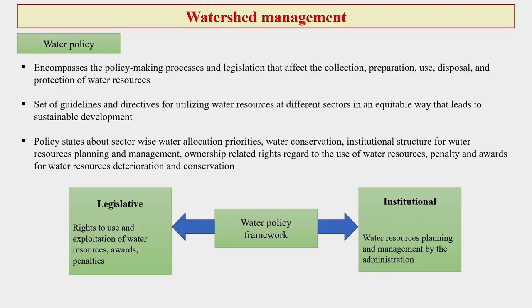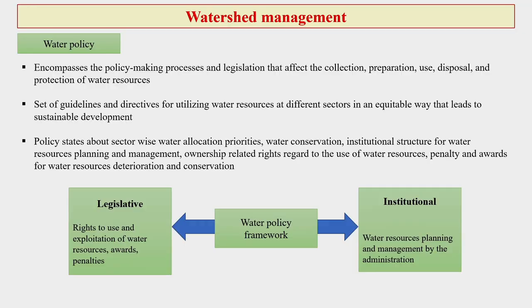Now, policies. We have many policies already in the existing system. Watershed management also gives enough scope to link various policies and various schemes through this watershed management approach. Say, for water policy. Now, water policy actually takes care of various kinds of legislations, rules, and laws that affect the collection, preparation, use, disposal and protection of water resources. So, we need to know about the power and the strength of these policies, and then suitably you could bring them into the watershed management, because the watershed management approach provides you that scope as well.